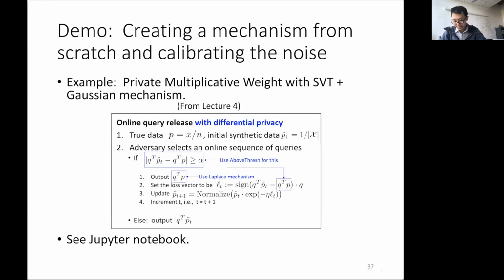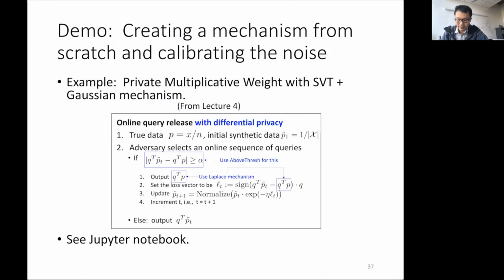So let's try to see how this mechanism, private multiplicative weight with the sparse vector technique, works. Remember that we talked about it with the Laplace mechanism, but now that we've learned the Gaussian mechanism, maybe we want to implement this mechanism with the Gaussian mechanism to see what the privacy-utility trade-off is.